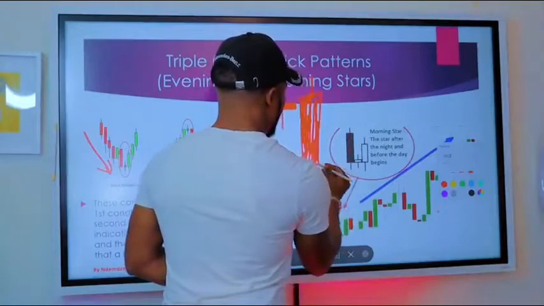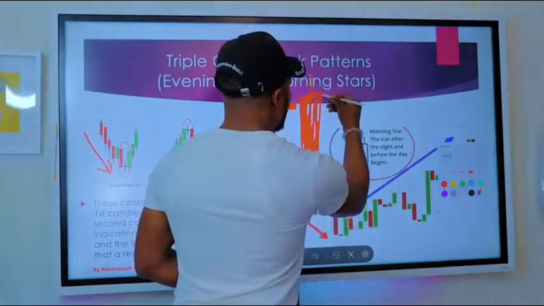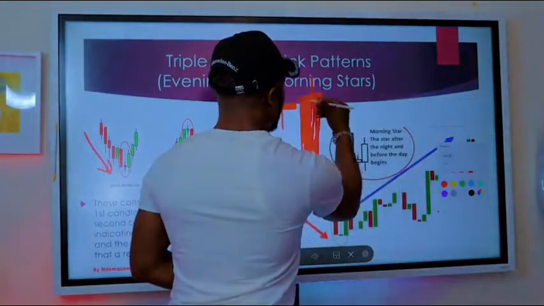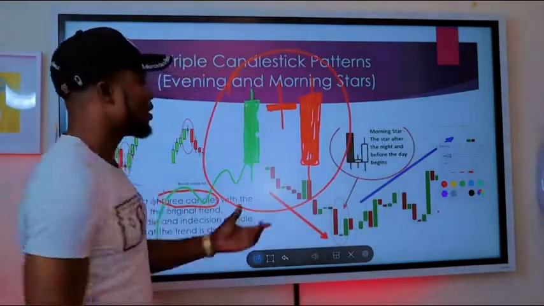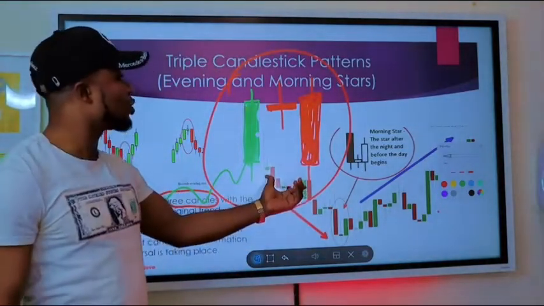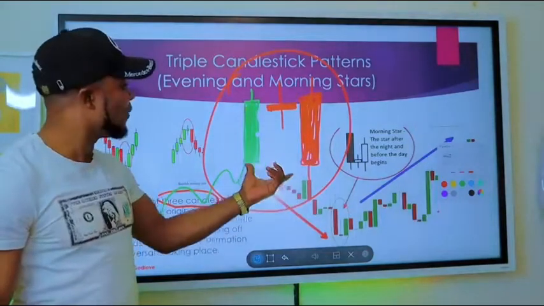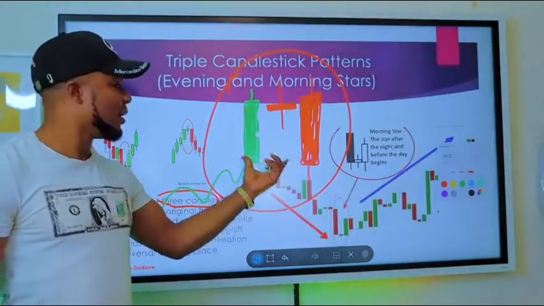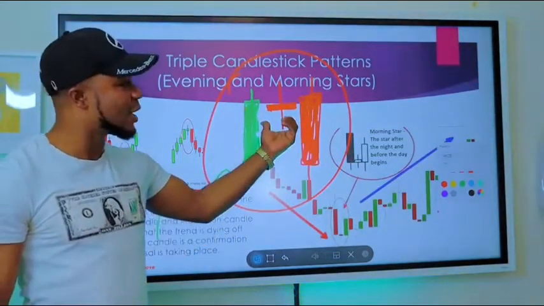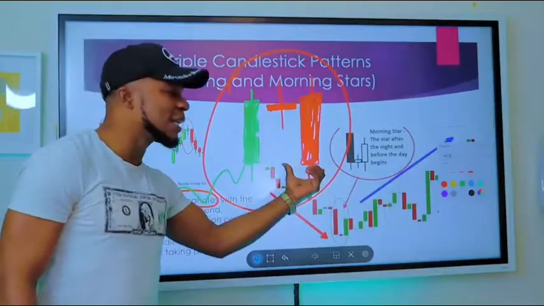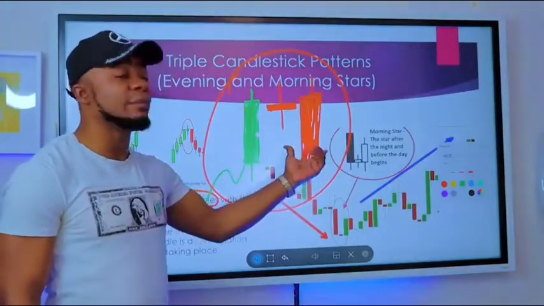All right, so the third candle will be something like this. Can you see? This is the combination of an evening star. The first candle is in the direction of the trend, the second candle is an indecision candle, and the third candle is a confirmation candle, which is a bearish candle.